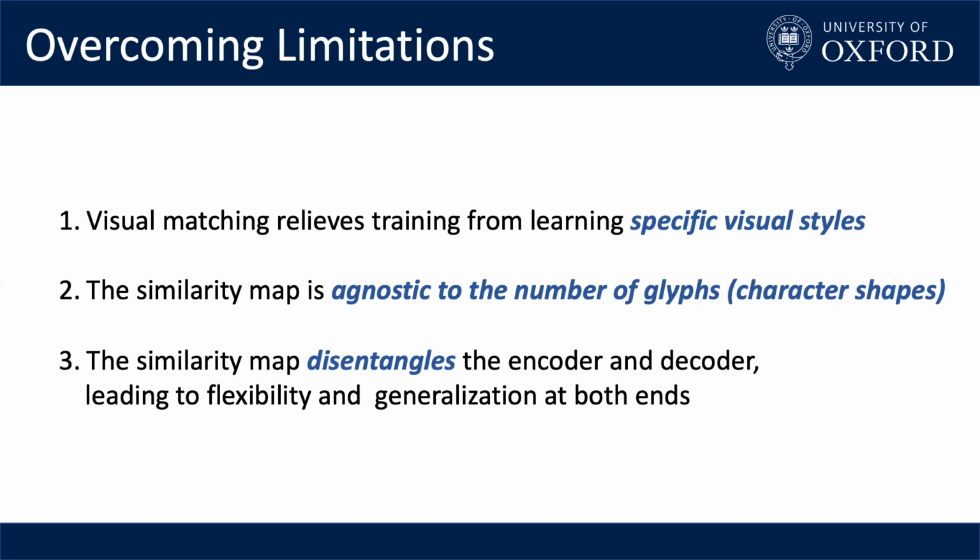First, it relieves training from learning specific visual styles. The training is not limited to a certain alphabet. Instead, random shapes and patterns can be used to learn a better representation for visual matching. Second, the similarity map is agnostic to the number of glyphs. It allows us to recognize different languages with different alphabet sizes. Last, the similarity map disentangles the encoder and the decoder. It acts as a bottleneck and interface in the model, leading to flexibility and generalization at both ends.